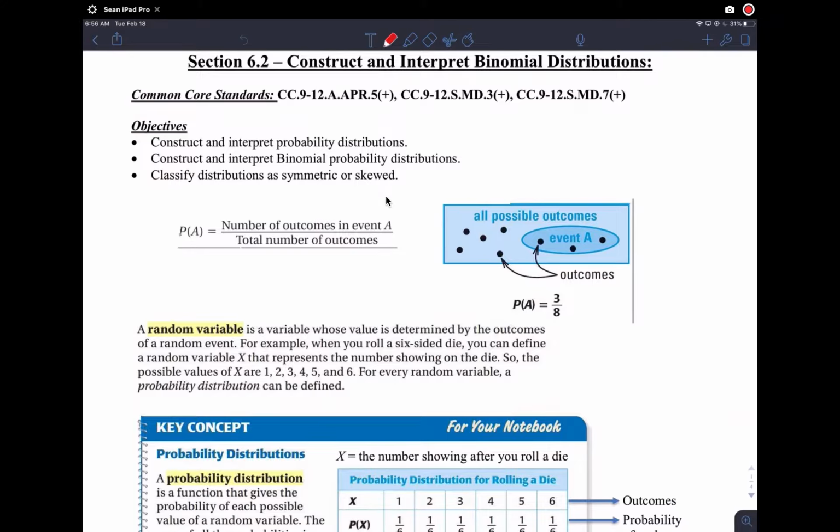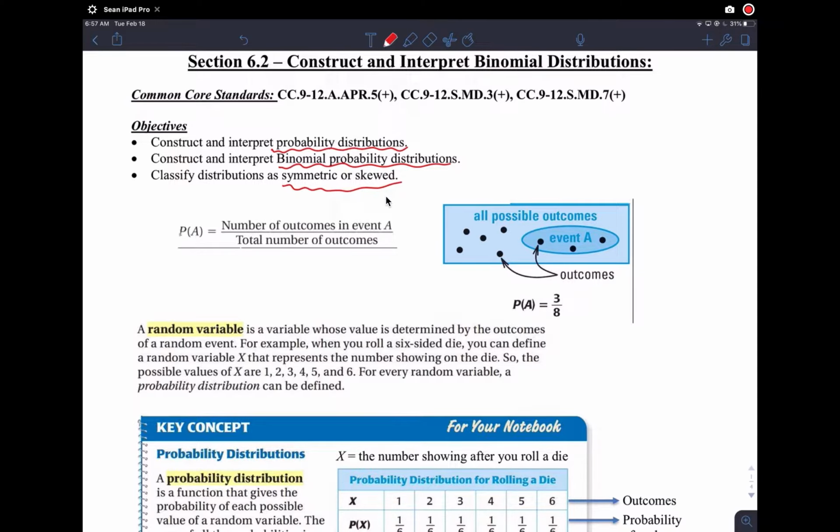Okay, so we want to talk about binomial distributions today. So construct and interpret binomial distributions. First of all, more generically, we just want to talk about probability distributions in general, and then more specifically, ones that are binomial in nature, and then we'll introduce you to the concept of symmetric distributions or skewed distributions.